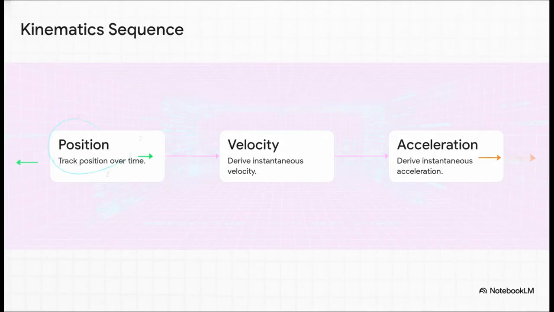Tracking your position over a specific chunk of time, that gives us your velocity. Now, if we shrink that time interval down to a tiny instantaneous moment, boom, we get your exact instantaneous velocity. And if we shrink it again, tracking how that velocity changes over a tiny moment gives us your instantaneous acceleration. It's like zooming in closer and closer on the data.